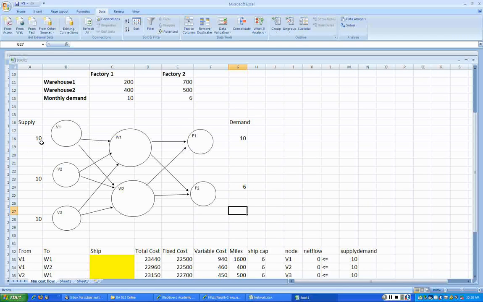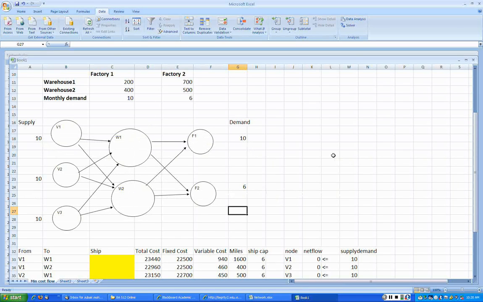Each vendor can supply about 10,000 boom boxes. Since we are working in thousands of units, I will just use 10, 10, 10. So the total supply from these three places is 30,000, or 30 units of boom boxes. Factory 1 needs 10 and factory 2 needs 6 on a monthly basis. So we need only 16, but we have a total capacity of 30. This is an unbalanced problem where the supply exceeds the demand.